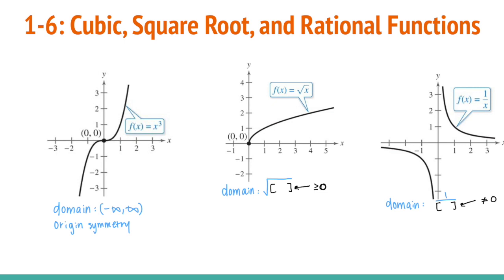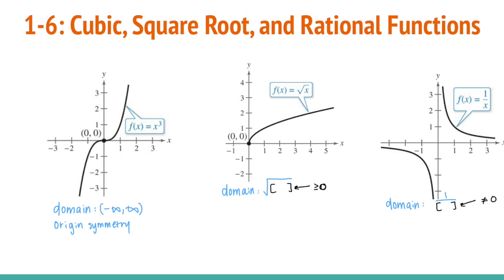Now this radical function, or square root function, it starts at (0, 0) because we have a restriction on the domain. Whatever's under our square root cannot be less than 0. It can be 0, it can be greater than 0, but it can't be less than 0, right? Because if we have a square root of a negative number, we get an imaginary number as our result.